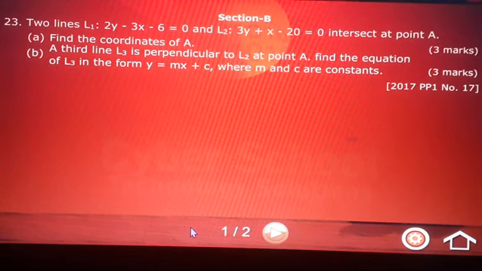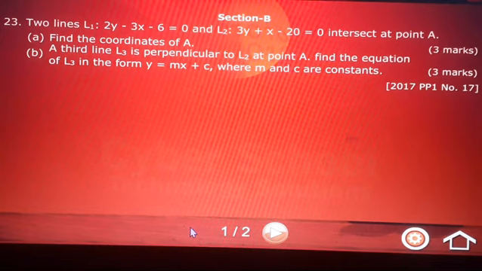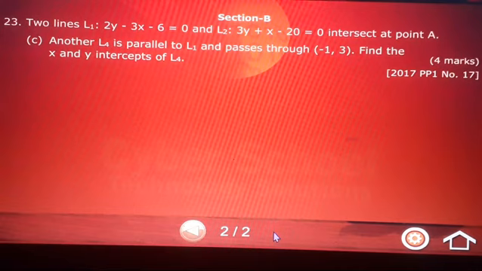Part B: a third line L3 is perpendicular to L2 at point A. Find the equation of L3 in the form y is equal to mx plus c, where m and c are constants. The last part of that question: another line, L4, is parallel to L1 and passes through (-1, 3). Find the x and y intercepts of L4.